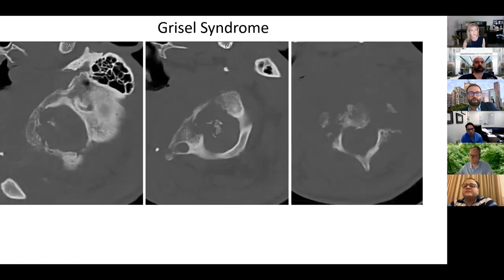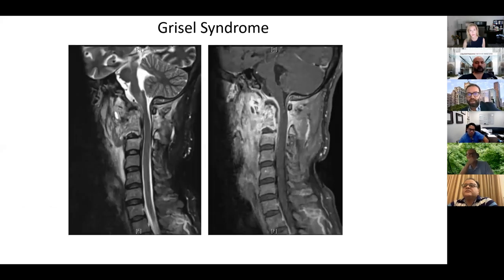That's another view of the pre-reduction, obviously, rotatory subluxation. Sometimes with these big deformities you'd understand them more with a 3D reconstruction. But here we knew from the previous scans the progression of what happened. So we knew it's a rotatory subluxation. We didn't have to reconstruct a 3D. And that's the MR that was taken.